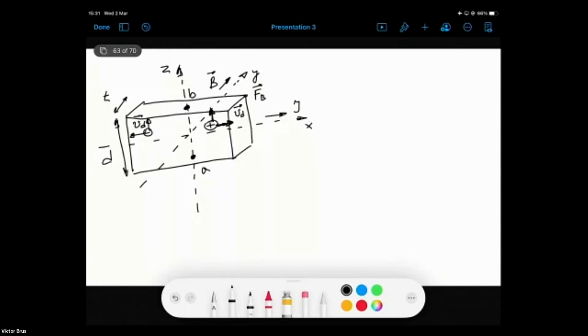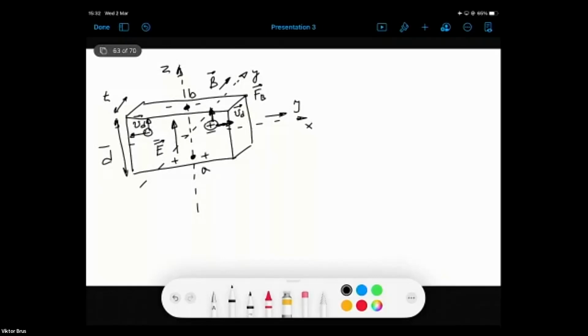There will be some electric field in between these regions. Here we have some excessive negative charge. Here we have some excessive positive charge. And obviously, we will create some internal electric field, which is pointed from the bottom edge of the conductor to the upper edge of the conductor.